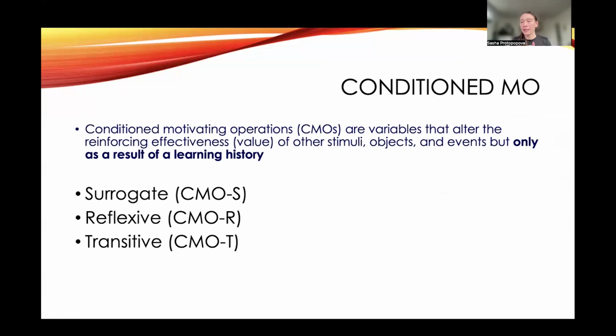So he split the conditioned motivating operations into three. There is still some scientific debate whether we should have some additional ones for human language. But since we don't really care about that, we can toss that aside. And we can really focus on the three: the surrogate, reflexive, and the transitive, or the CMO-S, CMO-R, and the CMO-T. So let's go through each one.